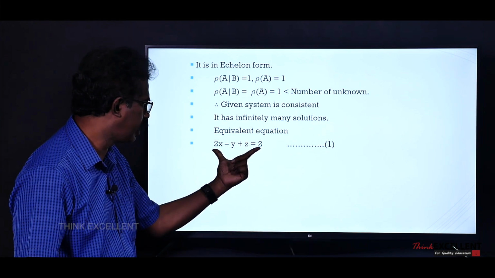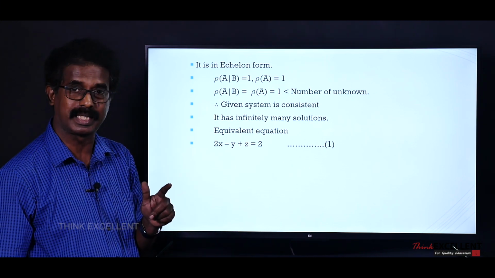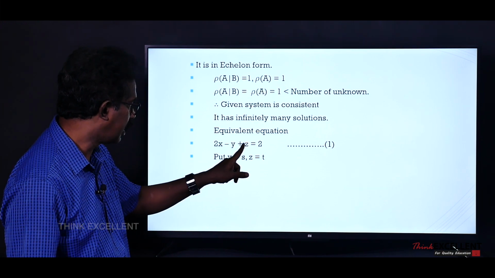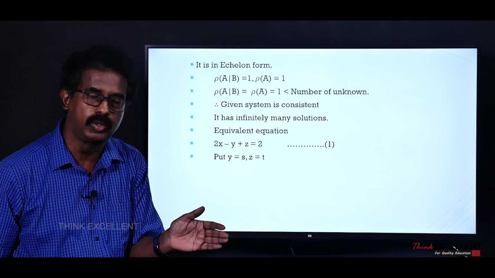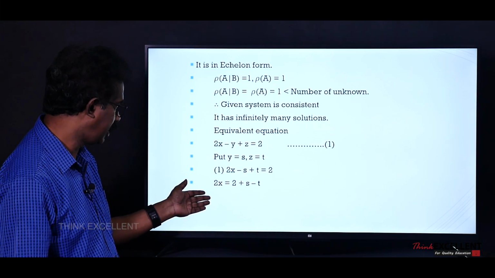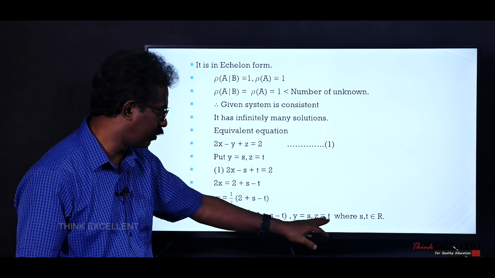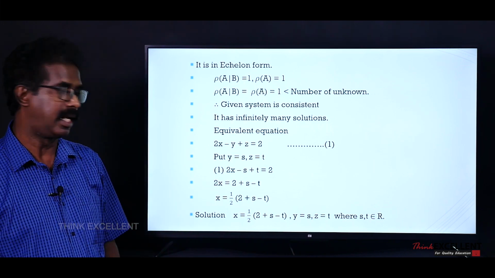But here only one equation, there are 3 unknowns. So for 2 variables you assign some values. Put y equal to s and z equal to t. Take it to the right side. 2x you will get, divide by 2 you will get x value, right? So like that you can find x value. So the solution is x value, y value, z value, and s and t belong to R, that is some real numbers, okay?